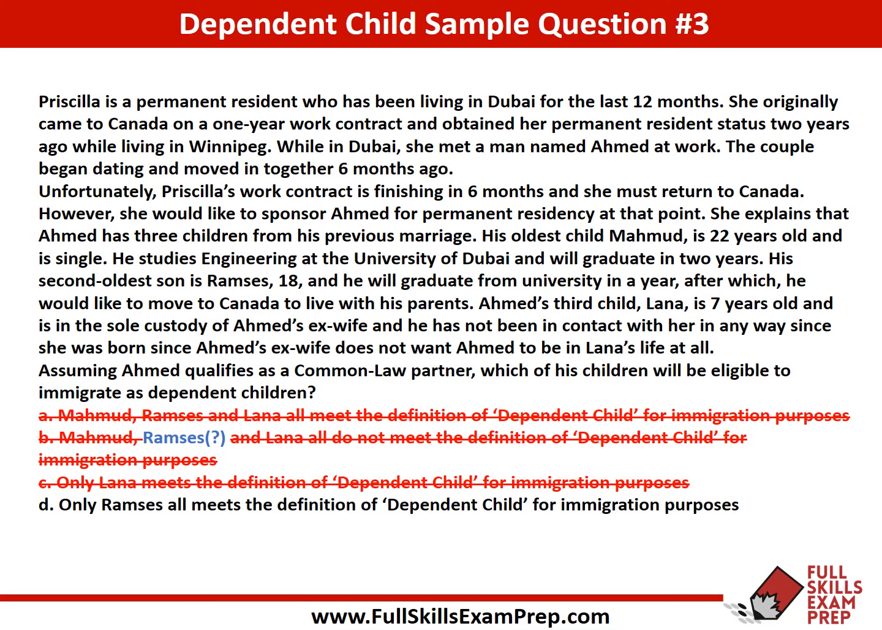So with that one, we can see that Mahmoud and Lana definitely don't qualify. But we're not too sure yet about Ramses. So we're going to have to dig into Ramses and, of course, see if he meets the definition of a dependent child. If he does, then we're going to see D as the correct answer. If he doesn't, then we are going to, of course, look at B as the correct answer. So for B, we've deciphered a little bit of it, but we need to confirm that last little bit.